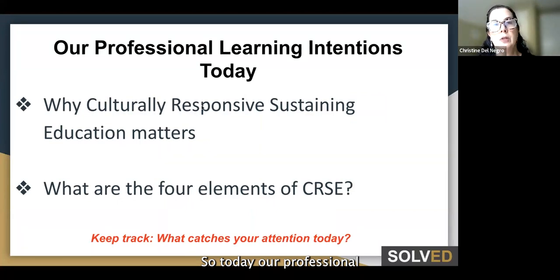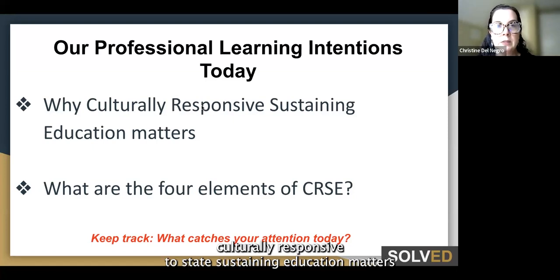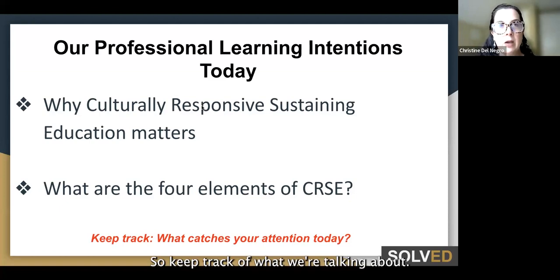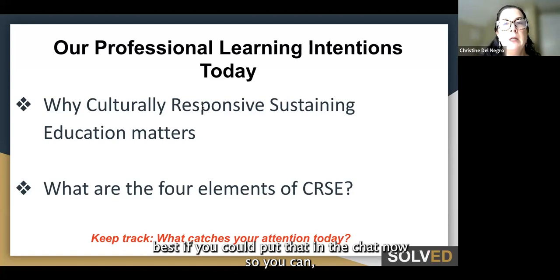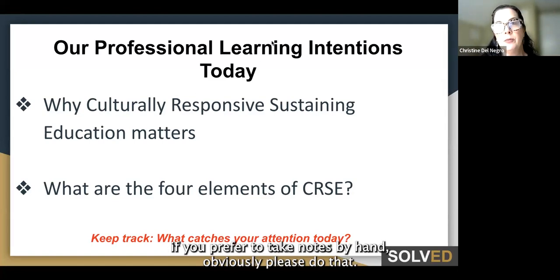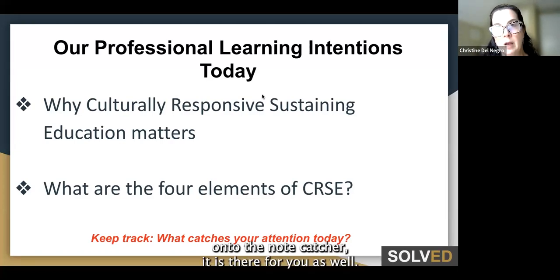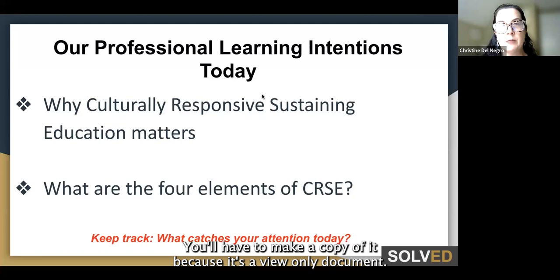So today, our professional learning intentions are to look at why culturally responsive sustaining education matters and what the 4 elements of CRSE are. So keep track of what we're talking about. There is a note catcher that I will put in the chat. If you prefer to take notes by hand, please do that. But if you would like to type onto the note catcher, it is there for you as well. You'll have to make a copy of it because it's a view only document.